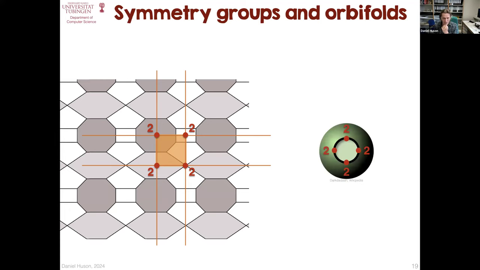And this gives rise to an orbifold that's a sphere with a hole punched out, one boundary component, and there's four twos on that. If you look at these twos carefully, you can see that each of them is located in a different place in the tiling. One's in the center of the octagon, one's in the center of a rectangle, and so on. So they're non-equivalent two-fold rotational centers. And so the symmetry group of this tiling is called star 2, 2, 2, 2 in Conway notation.